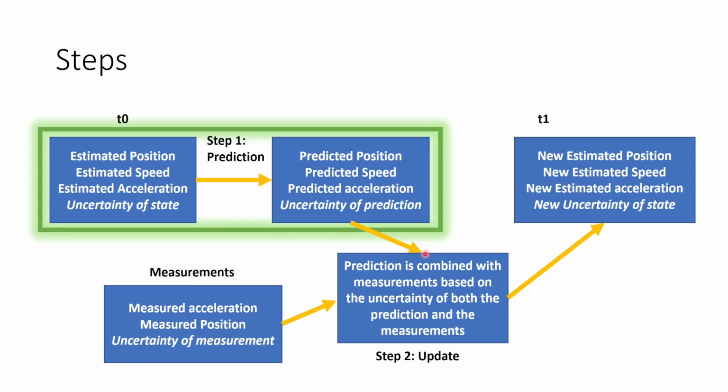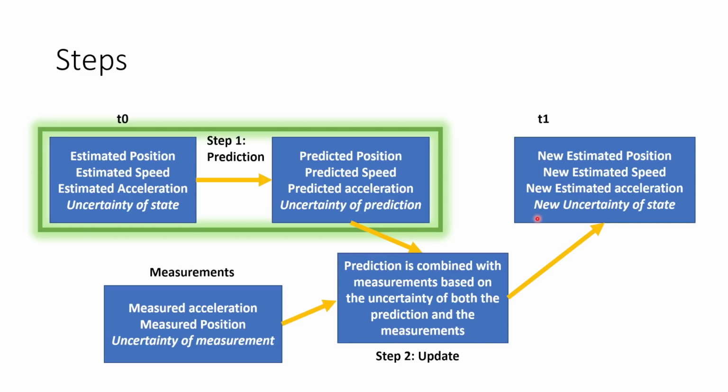So what we do is we combine the two together based on their relative uncertainties to come up with this new estimate. And this means that our estimate is likely to be better than either the prediction that we made here or our measurements. And that new estimated position, speed, and acceleration of the car are going to be not only better than either the prediction or the measurements, but actually they're also going to be less uncertain as well. So our estimate will be better and also we'll be less uncertain about it.